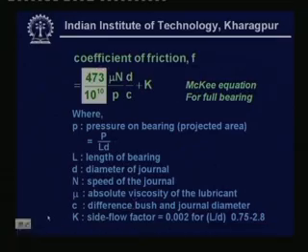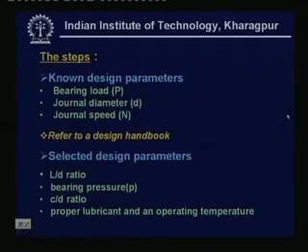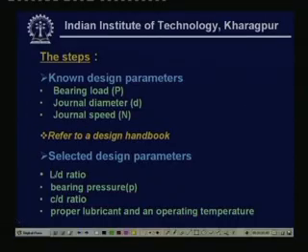Now, the steps for the first method: the known design parameters are bearing load, journal diameter, and journal speed. You have to provide these from your operating conditions. Then how do you design the bearing? You have to know the L by D ratio, bearing pressure, and C by D ratio; the bearing load has to be calculated, and the corresponding bearing pressure is required to carry this load, along with the dimensions, the C by D ratio, a proper lubricant and an operating temperature. Now, in this case, I just mentioned one important thing: all these, L by D ratio, bearing pressure, C by D ratio, proper lubricant, operating temperature.